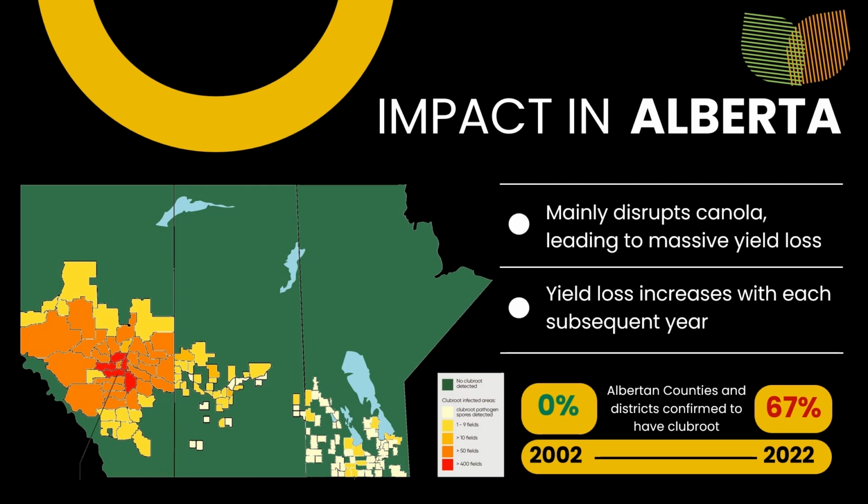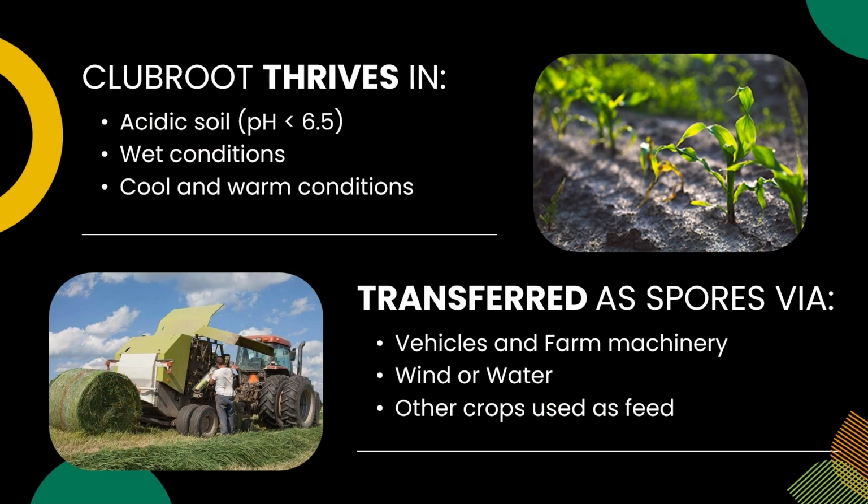The optimal conditions for clubroot to thrive are acidic soils with a pH of less than 6.5, making Alberta a place for the pathogen to prosper and proliferate. Additionally, wet conditions favor clubroot, which also has the ability to survive in cool and warm climates, making it flexible to different conditions. The spread of clubroot is often facilitated by the movement of machinery and equipment between different farming plots, winds, and water erosion, as well as the use of other infected crops as feed.